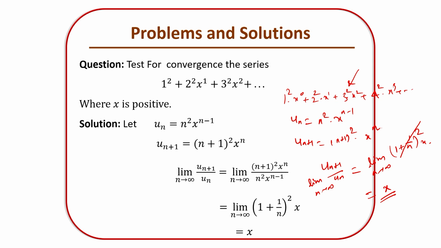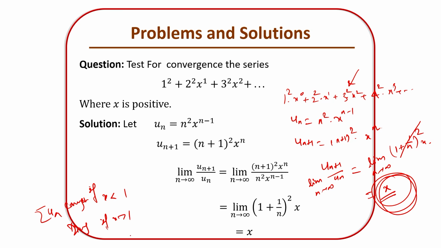So that means we have the limiting ratio. By ratio test, we are going to conclude that the series is convergent when x is less than 1. This is the series is converging. Summation u_n is convergent if this happens, and it is divergent if x is greater than 1, and the test fails when x equal to 1.